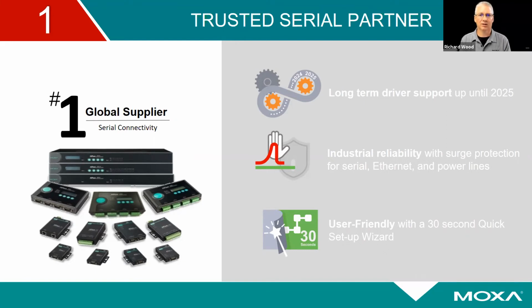The second thing that we've seen is a lot of IT quality serial devices out there being used in industrial applications, and they just don't survive the rigors of a typical factory deployment. And so we've built into our products that industrial reliability, such as surge protection for the serial, Ethernet, and power lines to help them survive and thrive in those industrial environments.